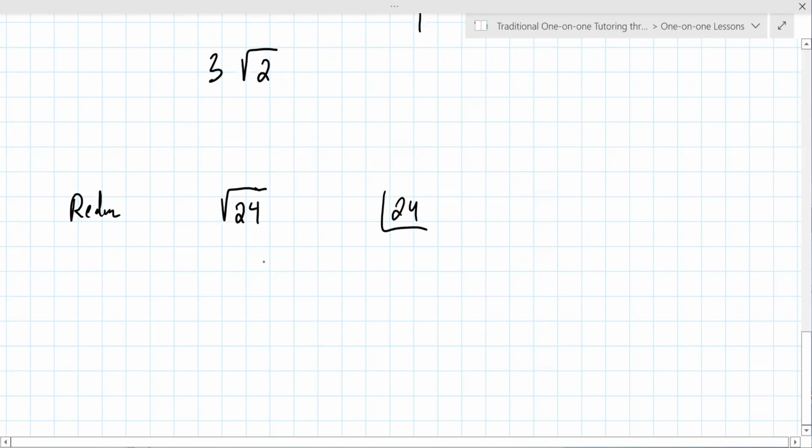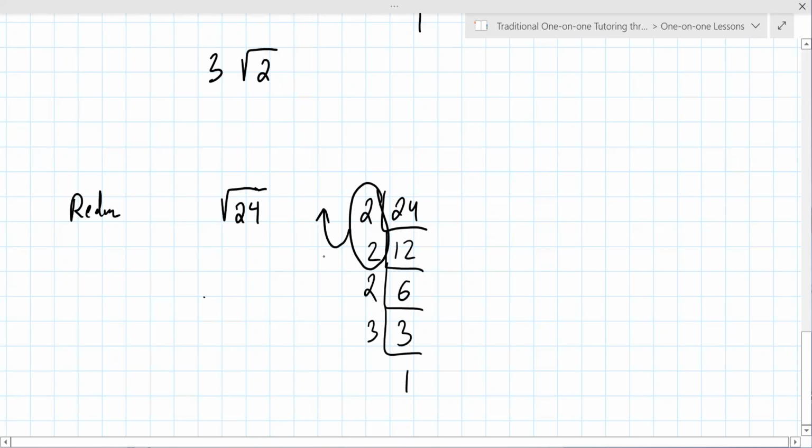I got 2 and 3. So let me just show the factor ladder here. 12, then 2 again, 6, 2 again, 3. Do you see that there's a pair of 2s? So one of those comes out. Oh, so it only is one 2 that goes out?